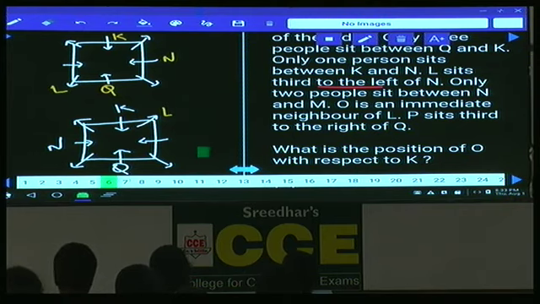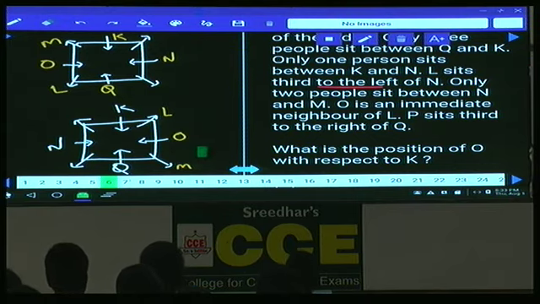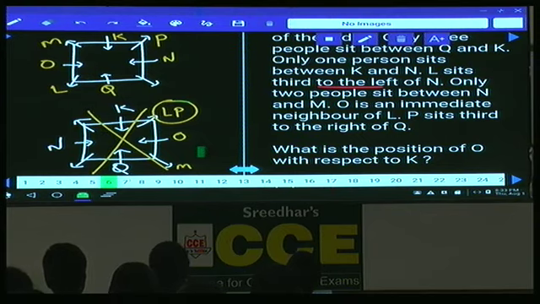2 people between N and M. N is here, 1, 2, M is here, and only 2 people between N and M, M at this place. Next one, O is an immediate neighbor of L. O is here. O is an immediate neighbor of L, and possible because L and P must be in the same place. Then who is the person left over here? J. J must be here.